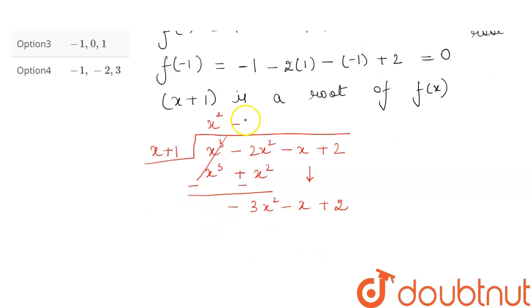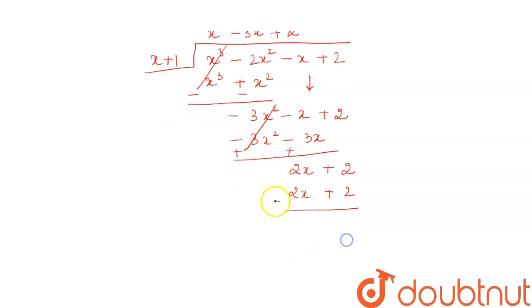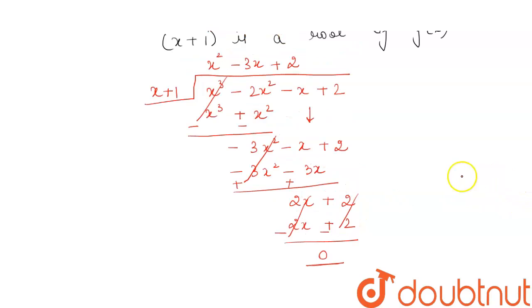Now if we multiply this by minus 3x, we will get minus 3x square minus 3x, this will add and this will become 2x. We will take 2 down, this will become 2x plus 2. Now multiplying by 2, we will get 2x plus 2, and subtracting, this whole will get cancelled and become 0. Since we see that this becomes 0, therefore x square minus 3x plus 2 is also a factor of this equation.